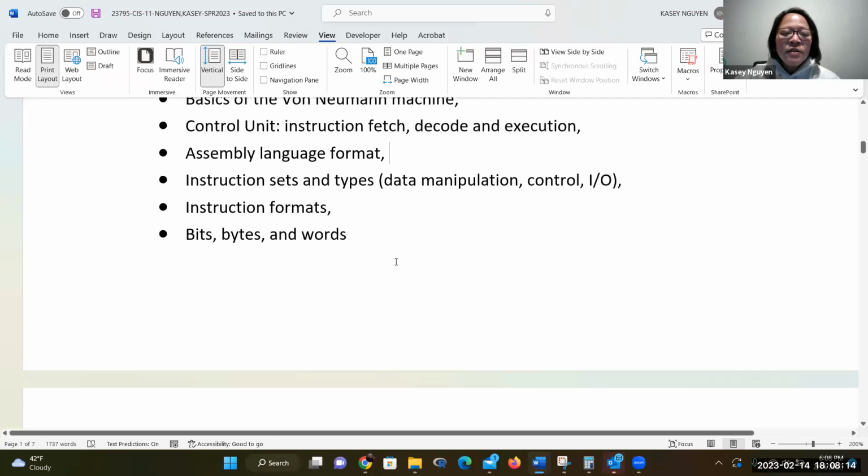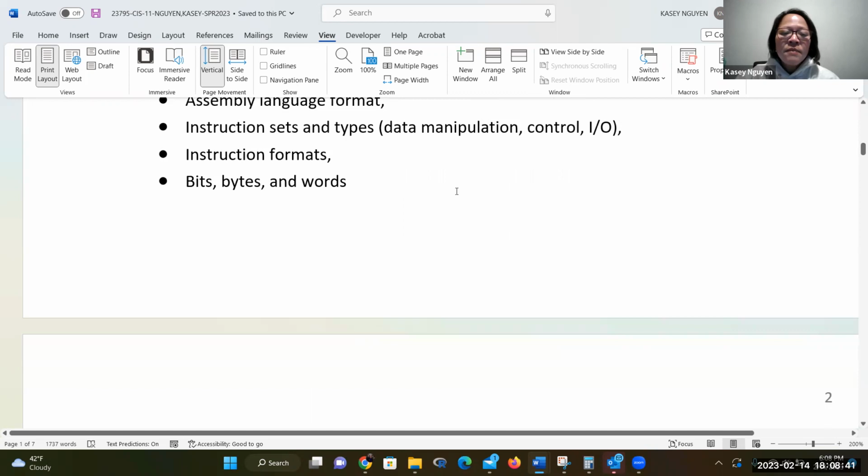Then we're going to go into assembly language and its format. In that, we're going to cover instruction sets, how the machine understands what needs to be executed, how to manipulate your data and work with I/O, your input output, like mouse, keyboard, and data storage, like your disk. And then looking at instruction formats, how they're going to be structured. So when you write your code, there's a specific way that you would code in assembly.